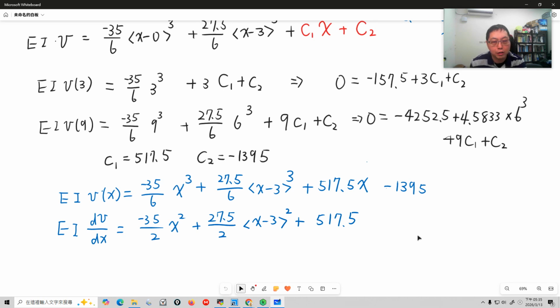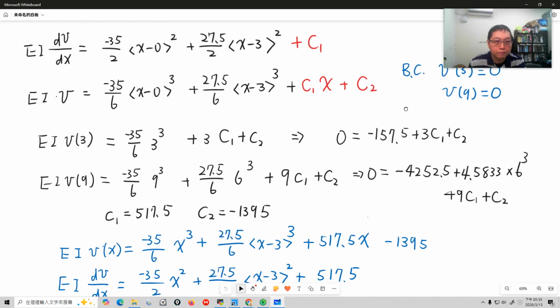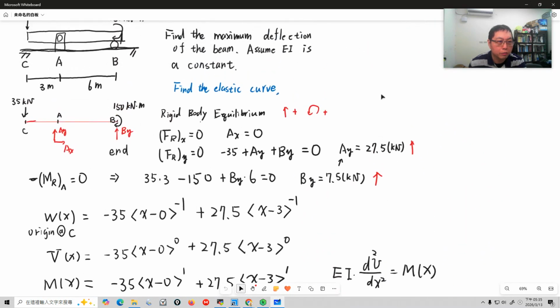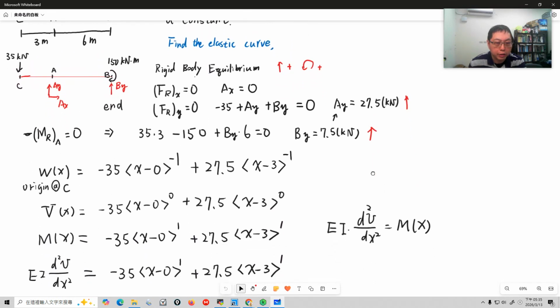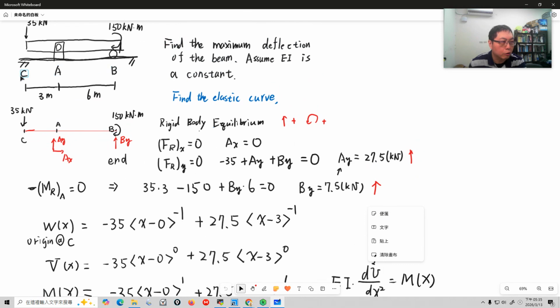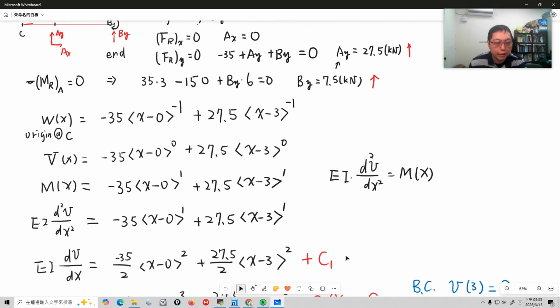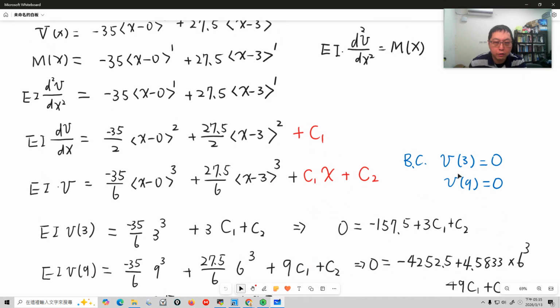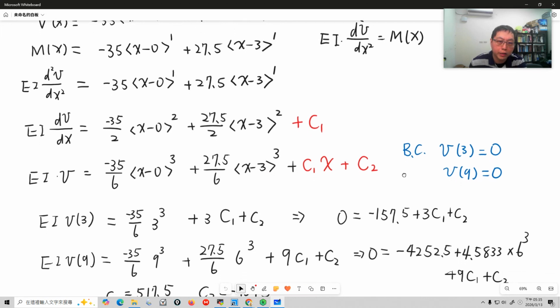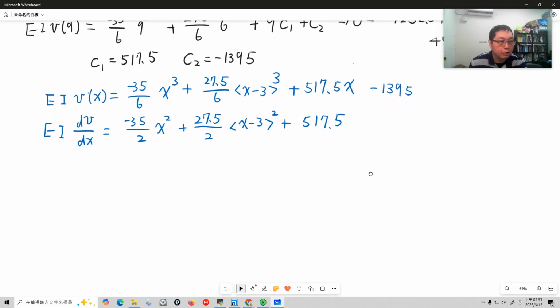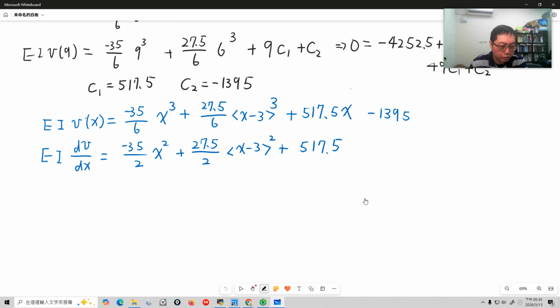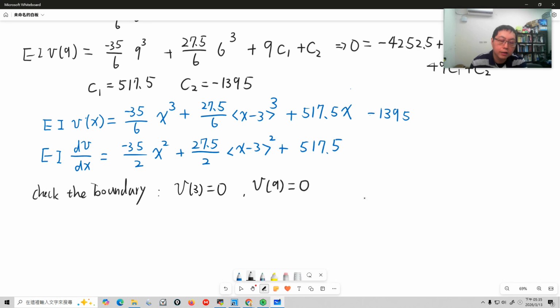Let's first check the boundary. We have some boundaries in the system, for example A and B, and also another boundary called C. For the displacement at the boundaries, at x equal to 3 and x equal to 9, we already know it. Let me write down the information. Check the boundary: we already know nu of 3 is equal to 0, and nu of 9 is equal to 0.